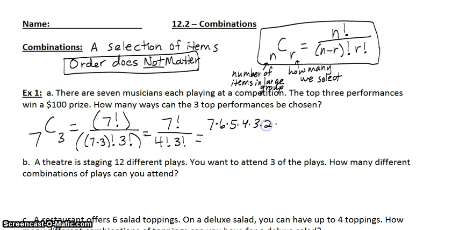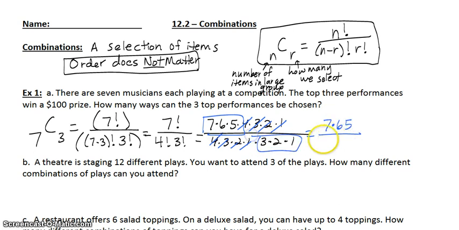we talked about this last time. Some of my stuff is going to cancel, but this one is going to have some extra stuff left over too. So 4 and 4 cancel, 3 and 3, 2 and 2, 1 and 1. I this time have something left on bottom still, and that makes it so that combinations has less than a permutation would have. When I type that all in, you end up with 35 for your answer. So 35 ways they can be chosen.